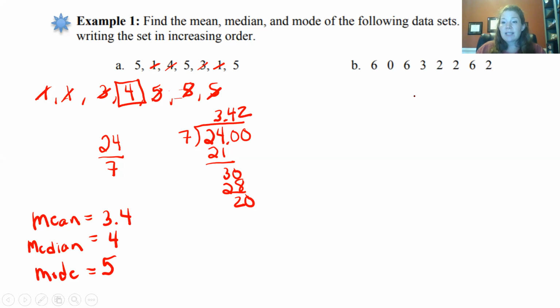So we're gonna go ahead and order them from least to greatest. So I have a 0. I have 1, 2, 3 twos. I have the number 3, and I have 2 6s. All right, let's see how many we wrote down. 1, 2, 3, 4, 5, 6, 7.